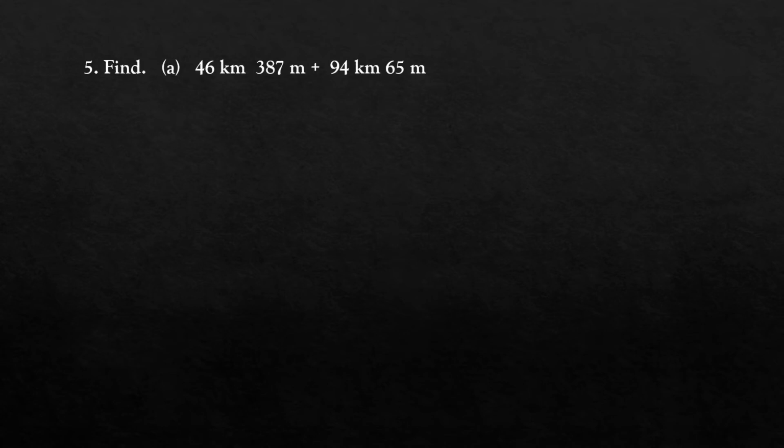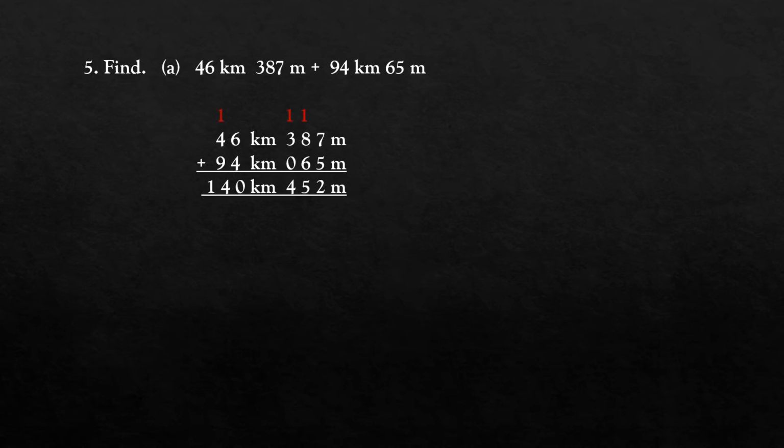See the fifth question, children. A part: 46 kilometer 387 meter plus 94 kilometer 65 meter. Now you will add it, children. 7 plus 5 is 12, so write 2 in the answer part and 1 as carry. 1 plus 8 is 9. 9 plus 6 is 15, so 5 you will write in the answer part and 1 as carry. Now 1 plus 3 is 4. So meter part you will get 452 meters.